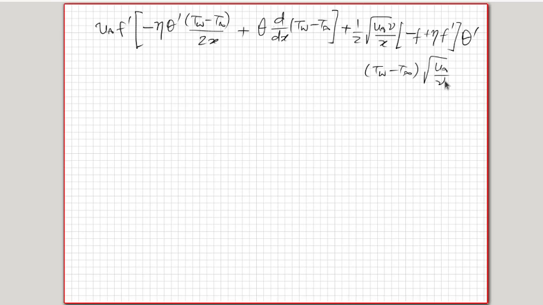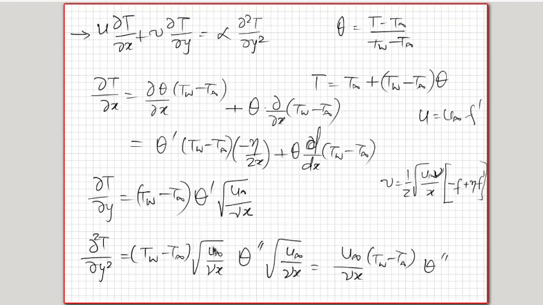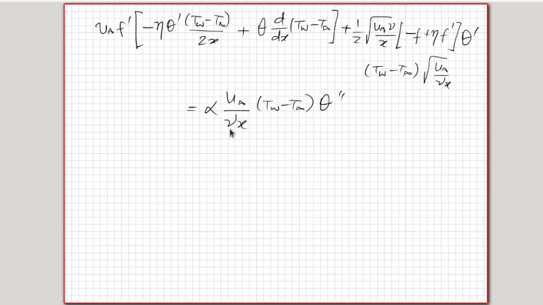infinity by mu x, and that is equal to the right hand side, which is alpha times del square t by del x squared, which will be u infinity square divided by nu x. So not u infinity square, it's actually u infinity divided by nu x multiplied by t1 minus t infinity into theta double prime. Is that right? So this is u infinity by nu x into t1 minus t infinity into theta double prime. Okay, now let us try to simplify this.